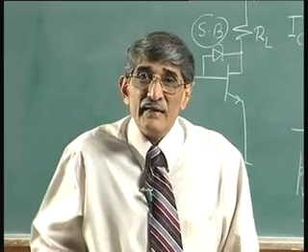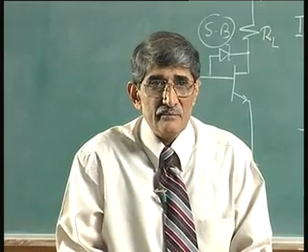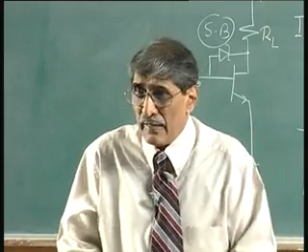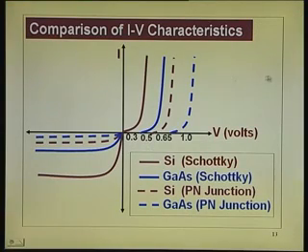You will see why the J naught is smaller in the PN junction. See, for a given voltage or for a given current, the voltage is larger in the PN junction compared to the metal semiconductor contact, or put it the other way, for a given voltage the current is smaller in the PN junction. Why? We will take a look at that now.